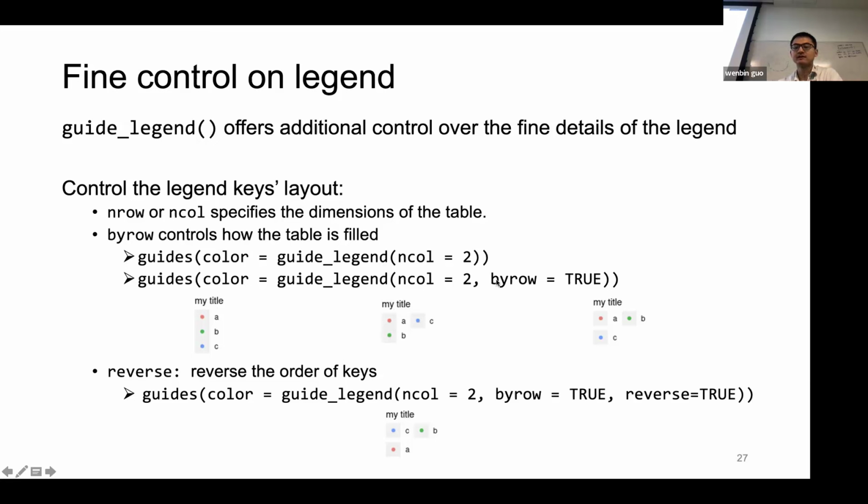And you can specify whether you want to arrange the labels by row, like ABC, or by column. The default is by column: A, B, and then C. But you can also specify it in another way. If we specify it to be by row, then it will first fill the first row with A, B, and then fill the second row with C. You can also use the reverse argument to reverse the order of the keys. Here it is just a reverse of the previous one, from C to B to A. So this is how you can adjust the appearance order of your key labels.